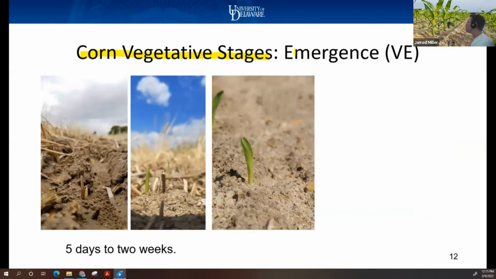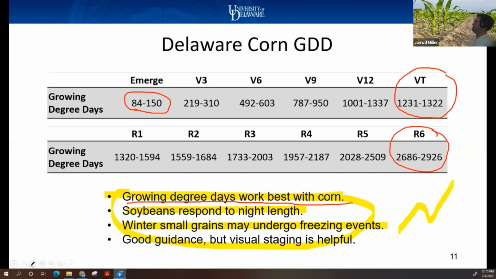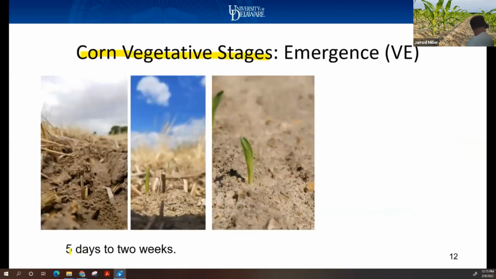So if you look at emergence, and we said it takes about 130 to 150 growing degree days around here, well, that's about 5 days to 2 weeks if you look at it in days. So when's 5 days? This is if you plant in mid-May. This is if you plant in mid-April. Pretty consistent, this is what we see. Mid-April, it's almost always 10 days to 2 weeks. By the time you get into May, it stays warm long enough, you can get it in 5 to 7 days pretty easy.